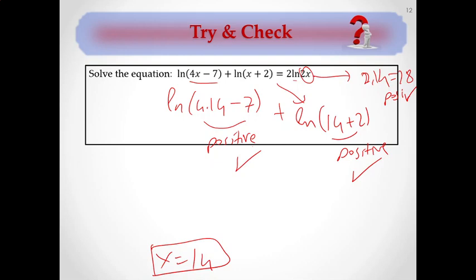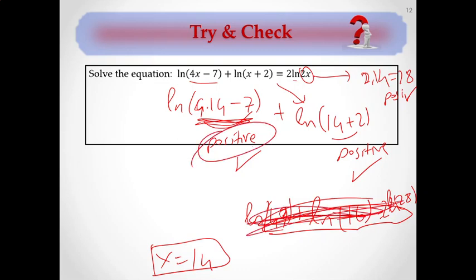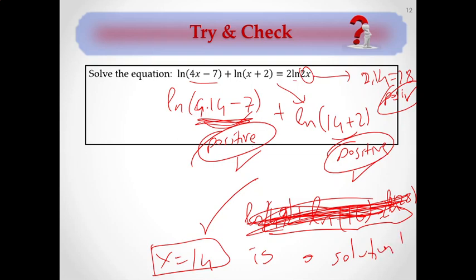Otherwise, if you try to check whether ln 16 is equal to ln, plus, what is this, 49 maybe? This whole thing is 49 maybe. And then how can you check this one? You have to use a calculator. We don't check this one. We just check positive. Do we have all positive inside the ln? Yes. So this makes a solution, and the only solution.